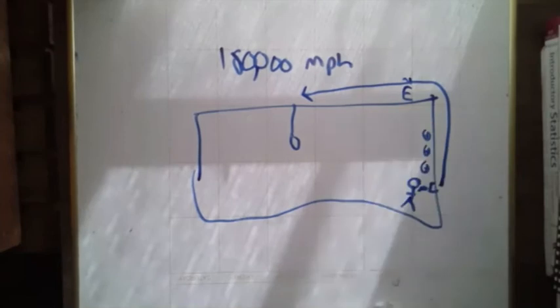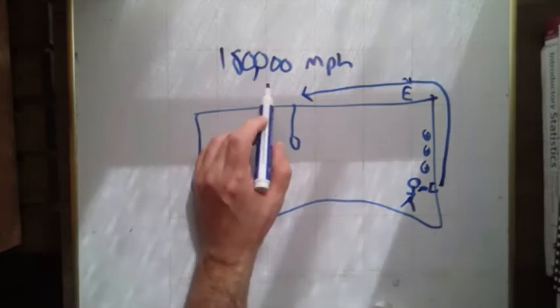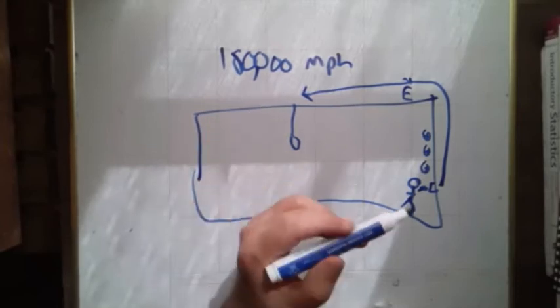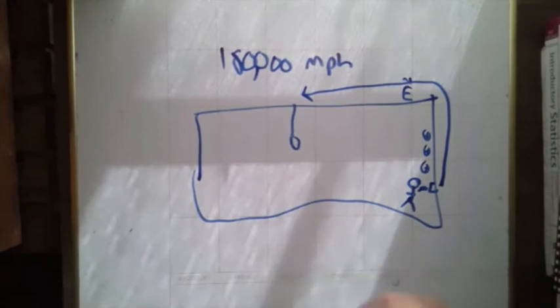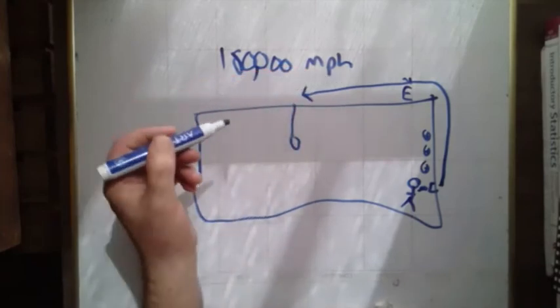How fast do you think that happens? It's nowhere near that fast. In fact, you could walk faster than them. It's like 2 or 3 miles per hour. That's the drift velocity. That's how fast actual charges move through a wire.